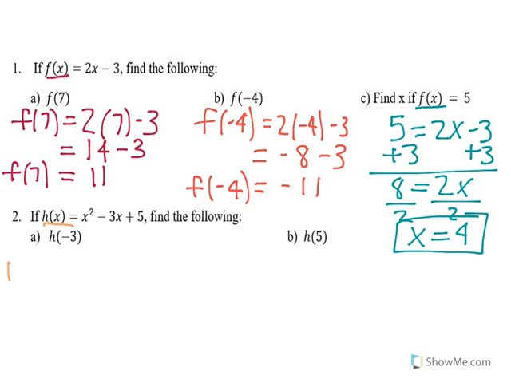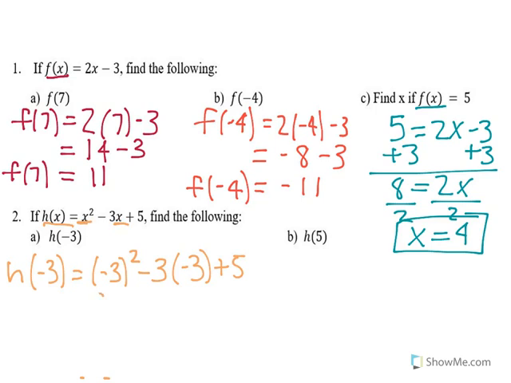When you're plugging in, so h of negative 3, when you're plugging something into a long equation, what you want to do is make sure that you use parentheses. This is especially important if you're plugging this into your calculator, because your calculator won't give you the correct answer if you don't put it in properly. So you'll notice that I put negative 3 in for all the x's. There was an x here, there was an x here, and negative 3 went in for all of them.